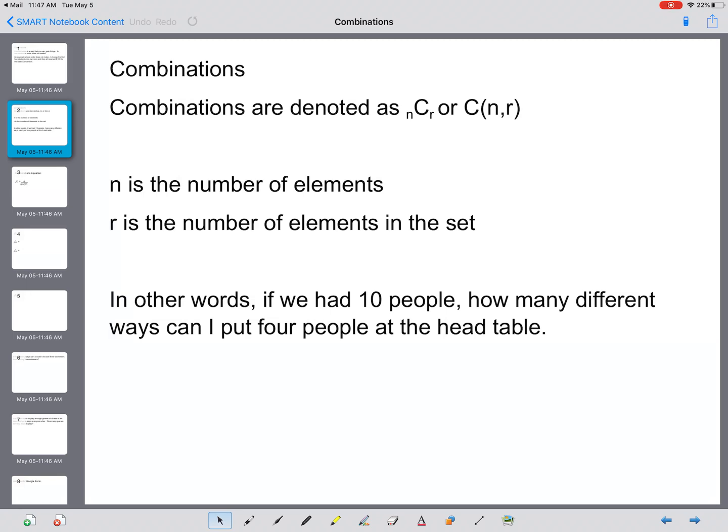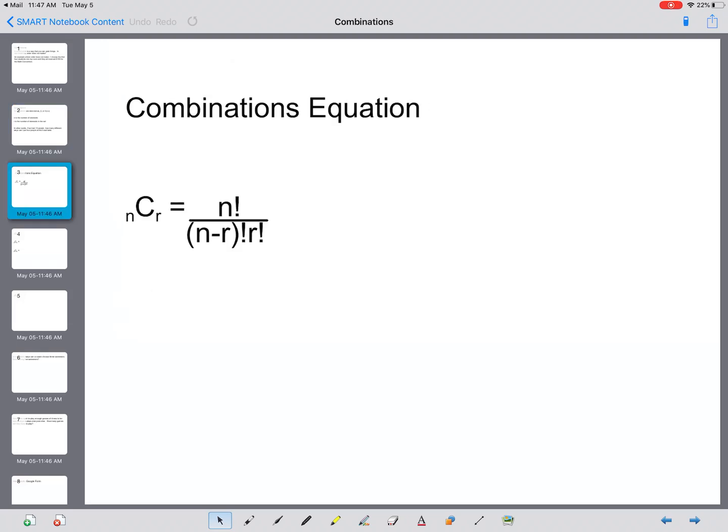Just like permutations, combinations we denote as nCr. n is the number of elements, r is the number of elements in the set. So, in other words, if we had 10 people, how many different ways can I put 4 people at the head table? I don't care where they sit at the head table. I just want 4 of them there.